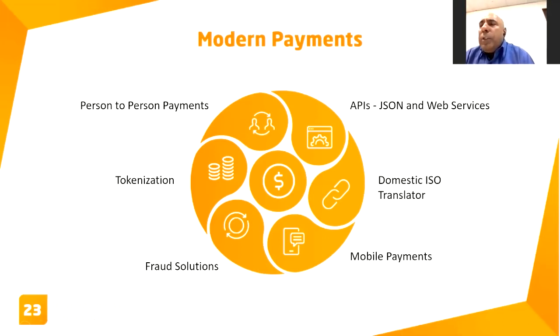The OmniPayments solution has been built with a modern architecture, and we've implemented multiple new solutions. For example, we've got support for person-to-person payments, and support for JSON and web services. Then we've got the domestic ISO translators. In various places, when we need to translate the ISO from a local Mexico ISO to Visa's ISO, or from a Chile ISO to Visa's ISO, we use the OmniPayments product suite for that.